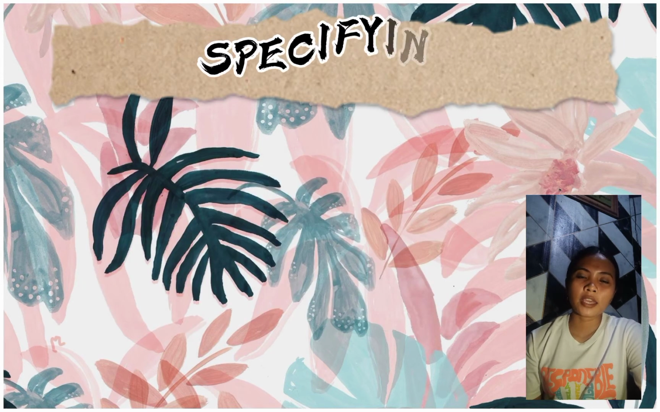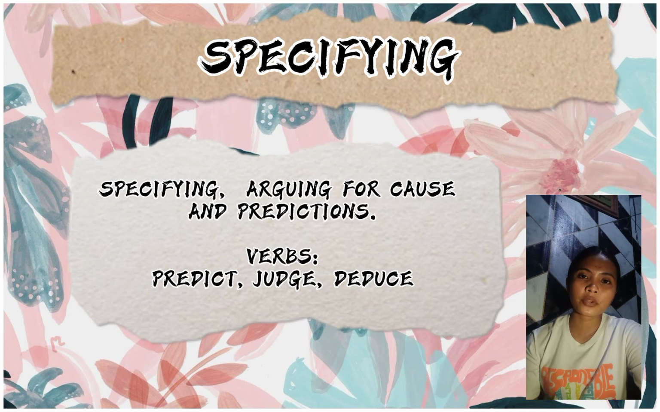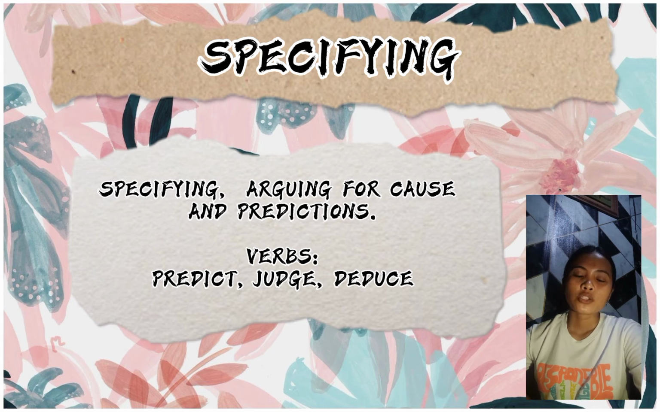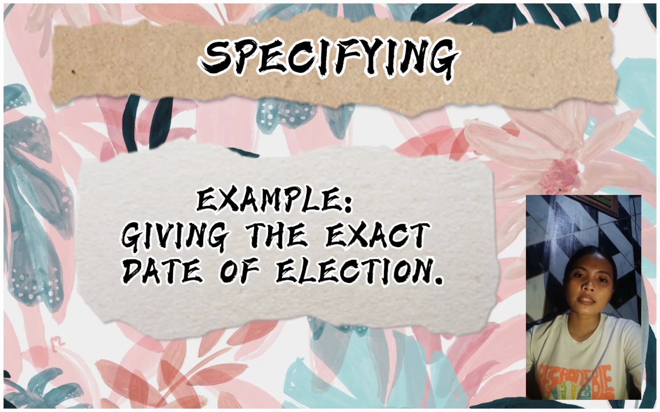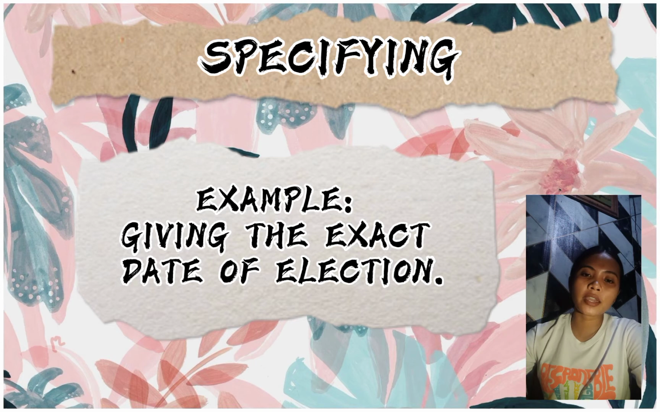Last is specifying. Specifying is arguing for cause and predictions. It's stating the facts or requirements correctly and precisely. For the outcome verbs, we have predict, judge, and deduce. An example is giving the exact date of an election. For the upcoming election, the COMELEC was able to give the precise, accurate date of our election. So that is specifying. They specify the exact date of the said event or any event.